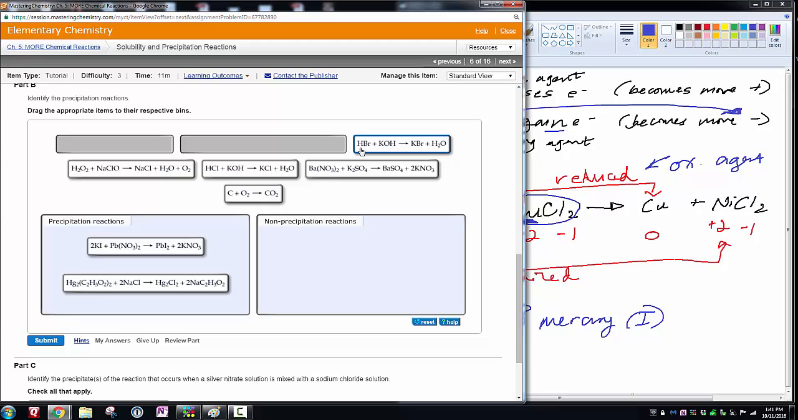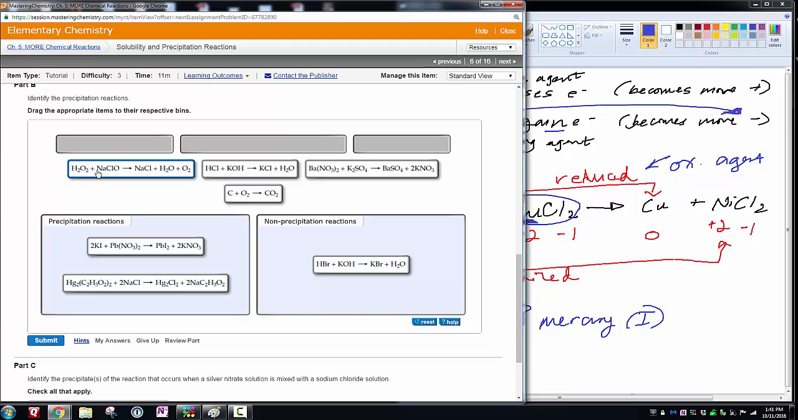In the next case, we have HBr plus KOH. I get KBr. Potassium is always soluble because it's in group 1. And H2O is a liquid. That's just water. So no, I'm not forming a solid. Nothing which is insoluble, so that would not be a precipitation reaction.